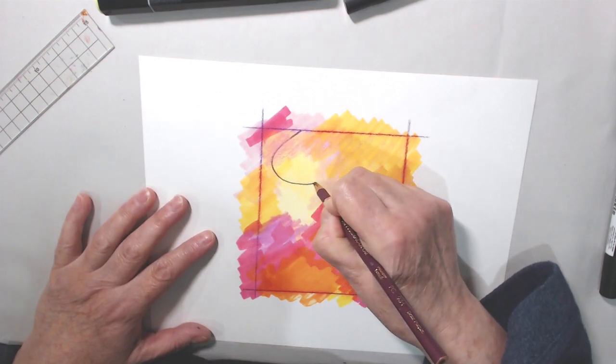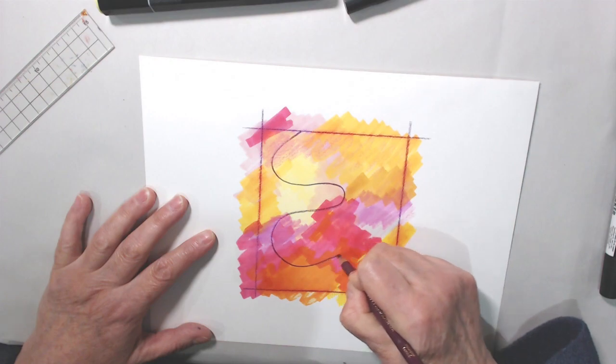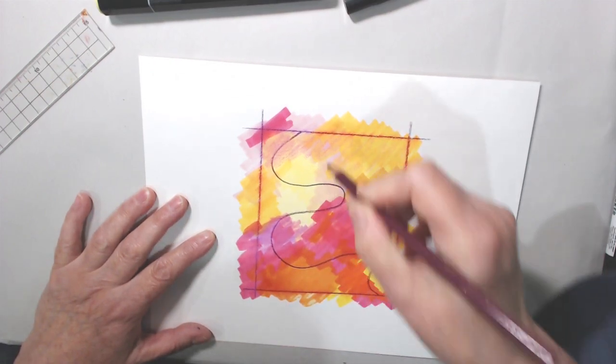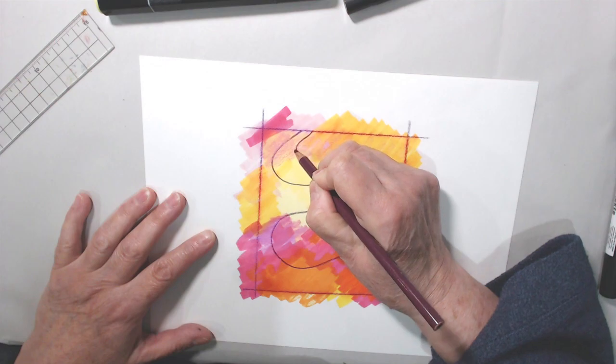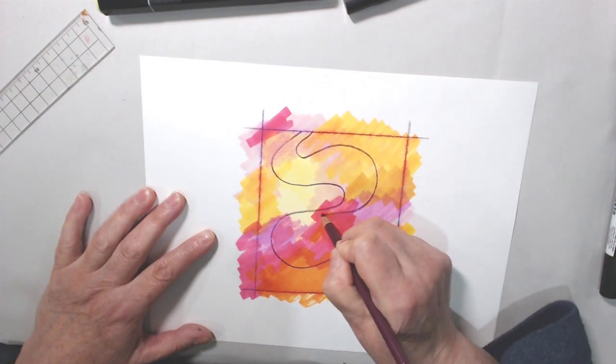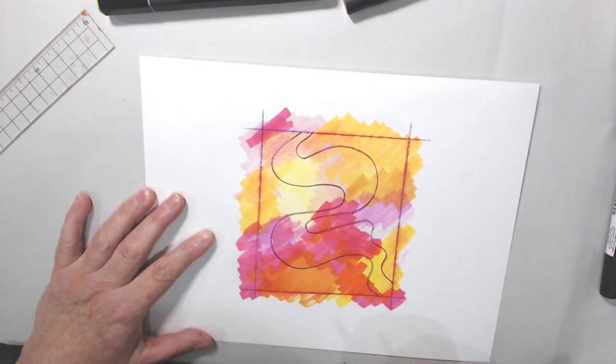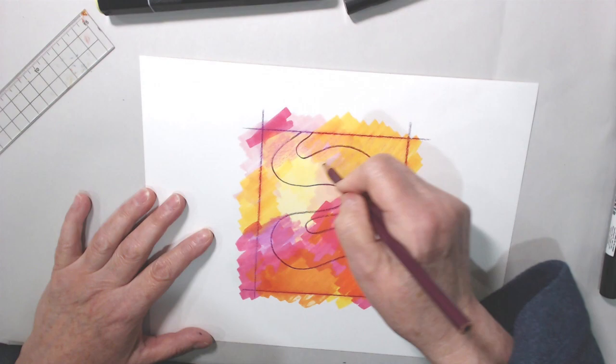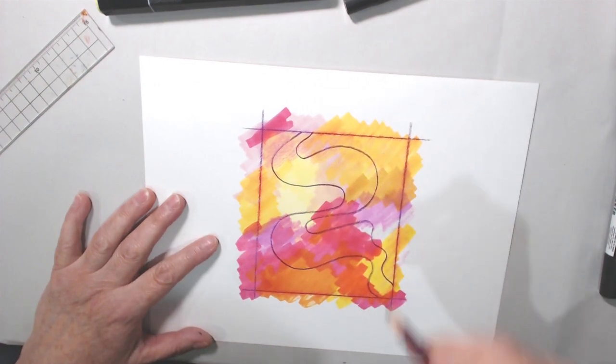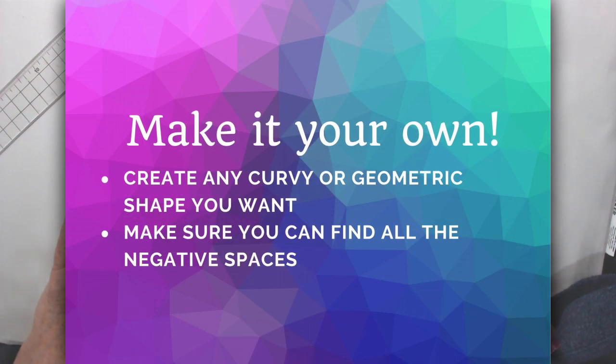Okay. So I'm going to go with a nice curvy line, and then I'm going to do a parallel line, but it doesn't have to be exactly the same shape. And that's my main curvy line over here. And then I'm going to add some other shapes that will help me find and color in negative space.